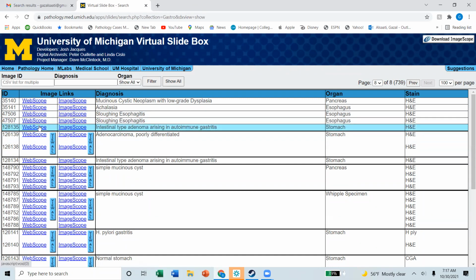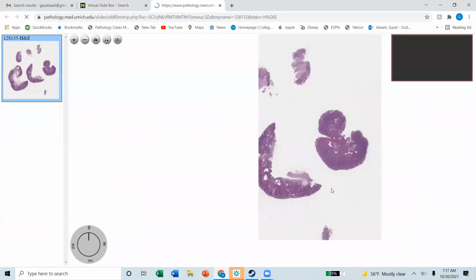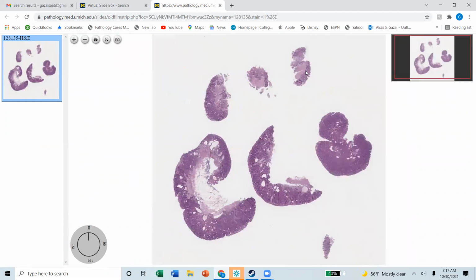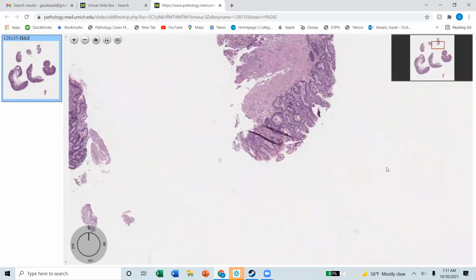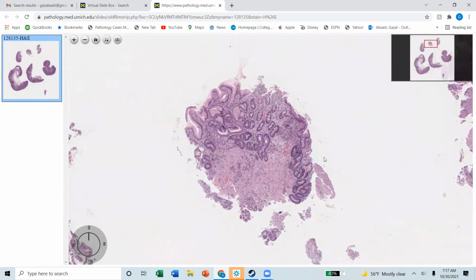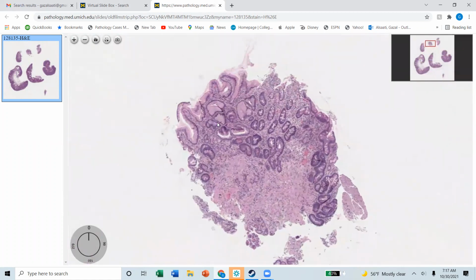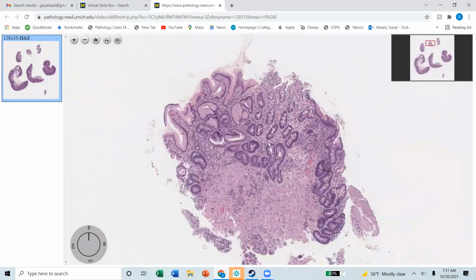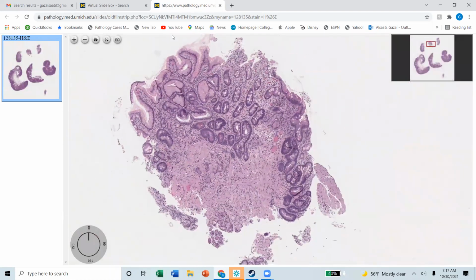Intestinal type adenoma arising in autoimmune gastritis. We spoke about autoimmune gastritis in a separate lecture, in our previous series. This here is a classic. You see the atrophic mucosa, you see Paneth cell metaplasia, you see extensive intestinal metaplasia, chronic inflammation, and we do a gastrin stain. This is going to be completely negative.